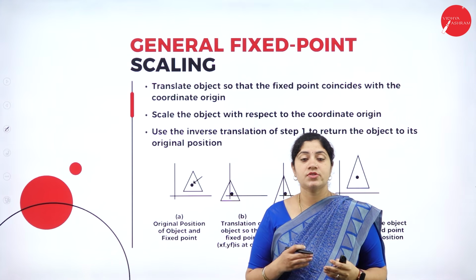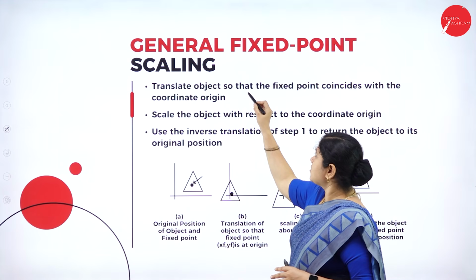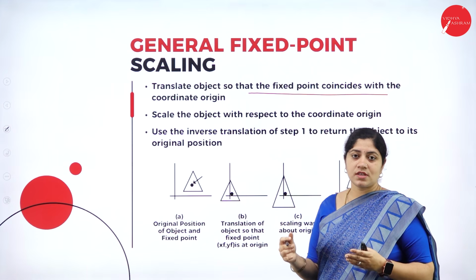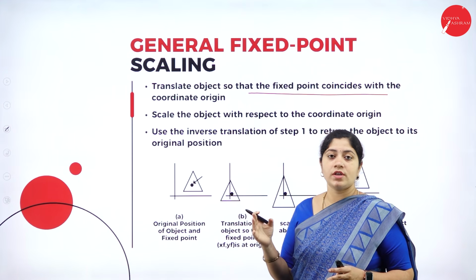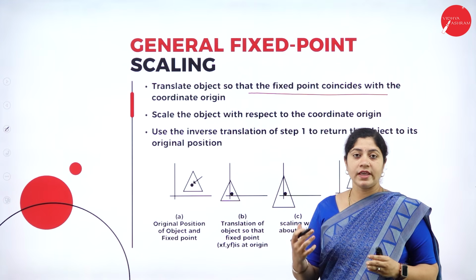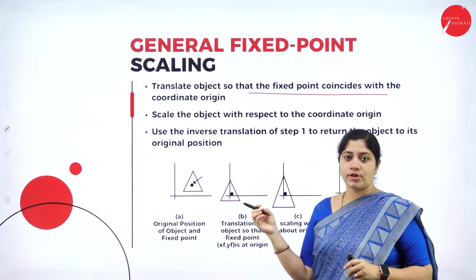The next thing is general fixed point scaling. So how this is done, let's see. The object is translated so that the fixed point coincides with the coordinate origin. Up next, we can scale that object with respect to the coordinate point.